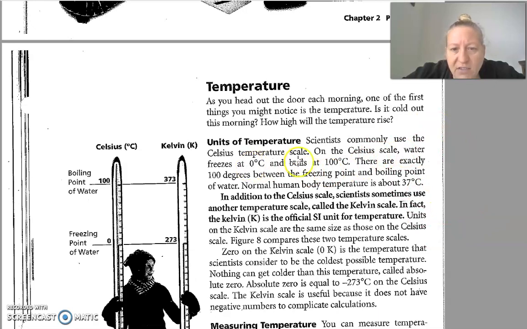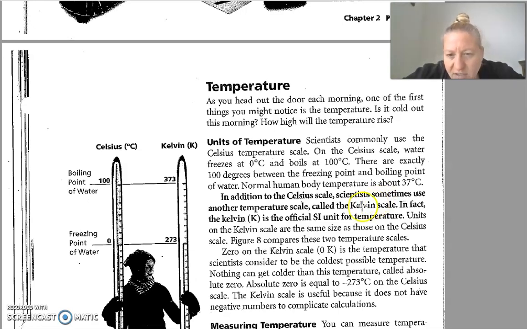Scientists commonly use the Celsius temperature scale. On the Celsius scale, water freezes at 0 degrees C and boils at 100 degrees C. There are exactly 100 degrees between the freezing point and the boiling point of water. Normal human body temperature is about 37 degrees Celsius.